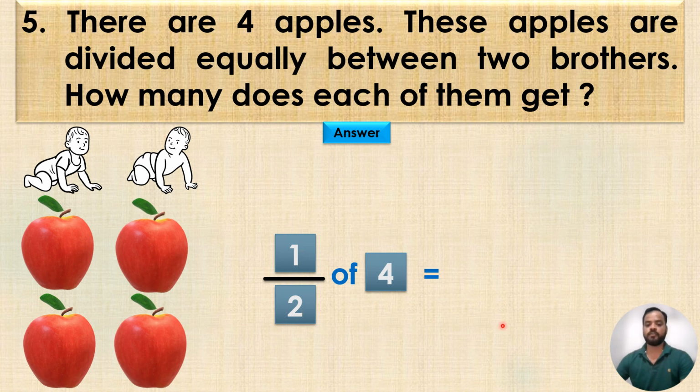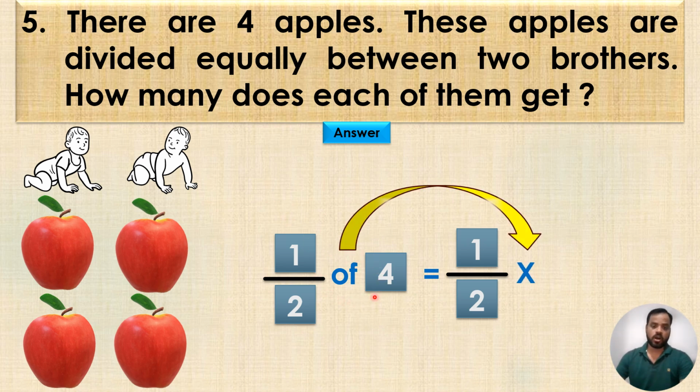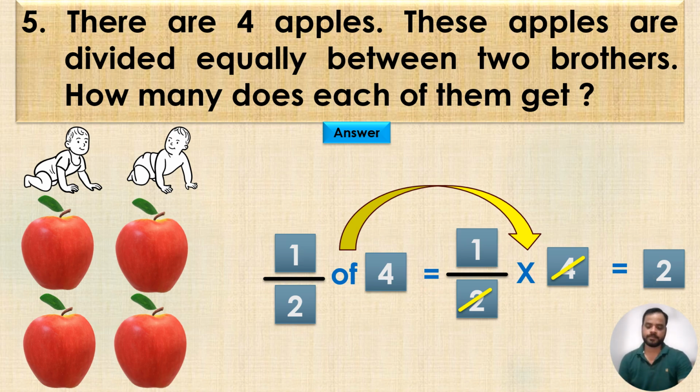So 1 by 2 of 4 is equal to, now of means multiplication. So 1 by 2 into 4. Now we can cut 2 to the 4. So we get the answer as 2. Means if we divide 4 apples among two brothers, each of them gets 2 apples.